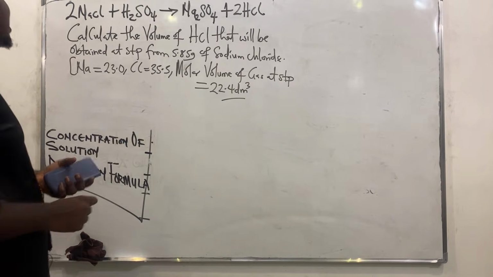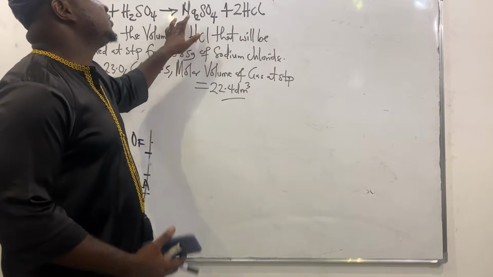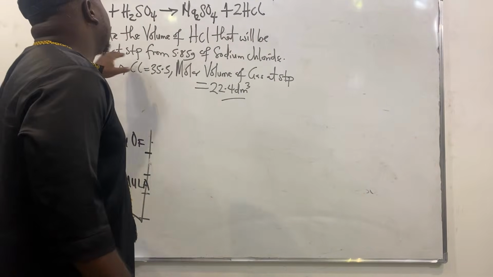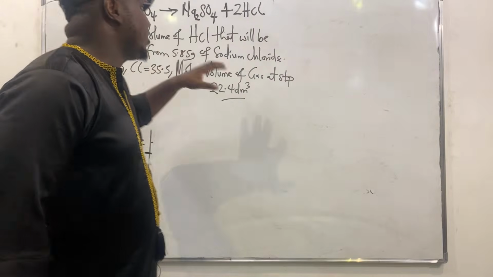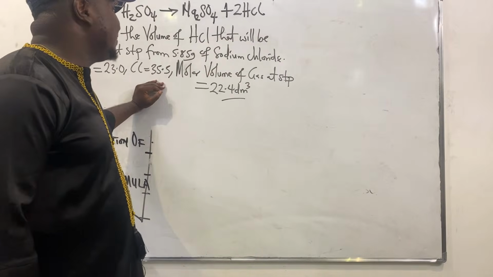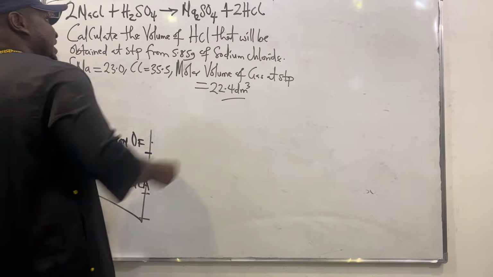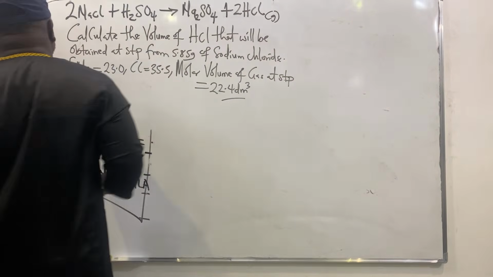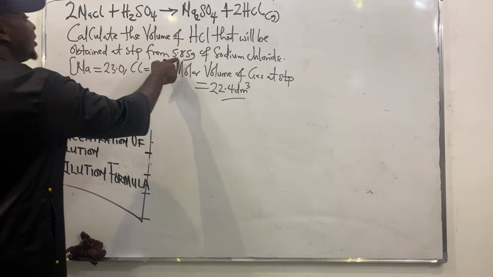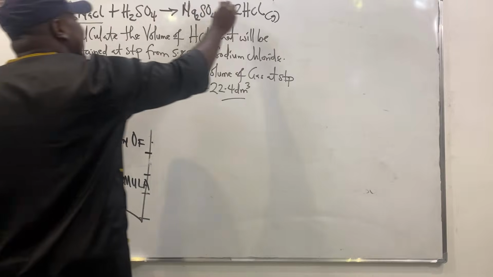Class, we are given an equation: 2NaCl plus H2SO4 to give Na2SO4 plus 2HCl. Calculate the volume of HCl that will be obtained at STP from 5.85 grams of sodium chloride. Take Na as 23.0, Cl as 35.5, and molar volume of gas at STP as 22.4 dm³. Class, HCl is the gas here. So it's between sodium chloride and HCl.